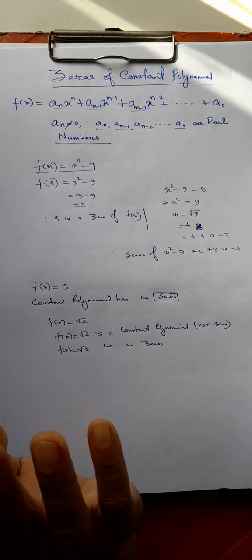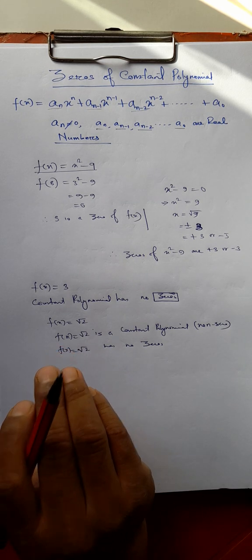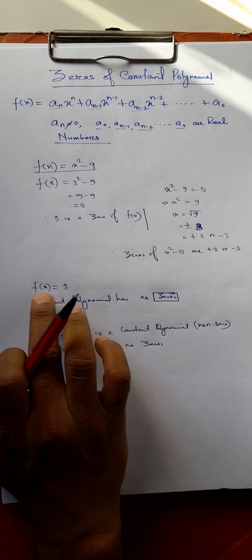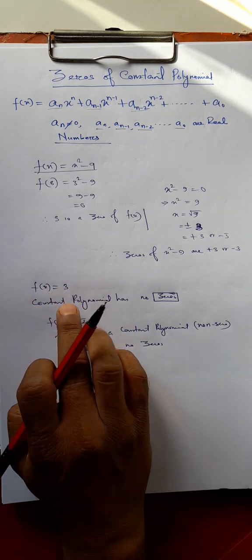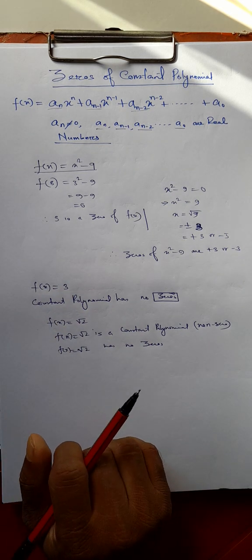A polynomial will have zeros if we find that for some value of x, the polynomial becomes 0. Now a constant polynomial, by definition, will never be 0. The constant will never be 0. Therefore, it has no zeros.